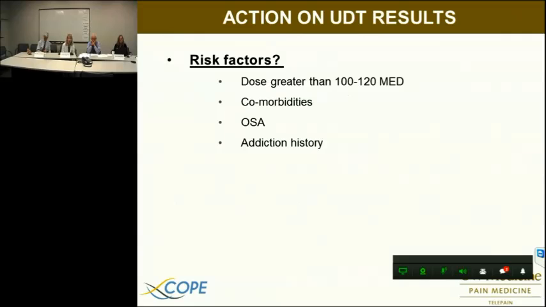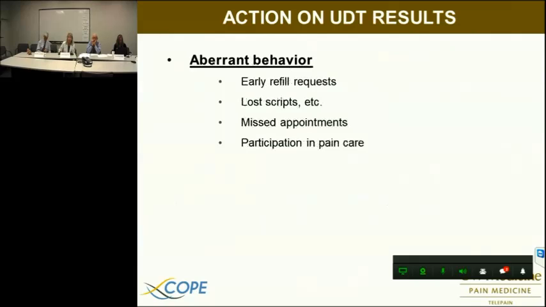We know about risk, and we know that risk increases as the dose goes up. There can be comorbidities that increase the risk, such as liver failure, such as kidney failure, such as heart failure, depending on what drug you're using. Obstructive sleep apnea is a risk, and addiction history is a risk. What about aberrant behavior? Early refills, lost script. All this is data that we can collect, and we have in our chart in the patient.